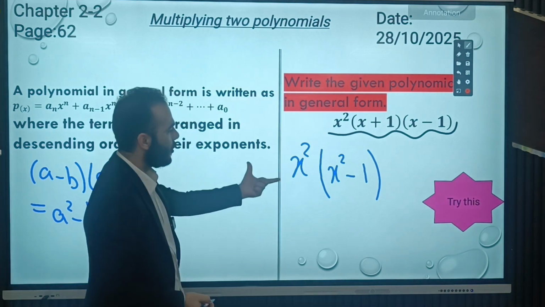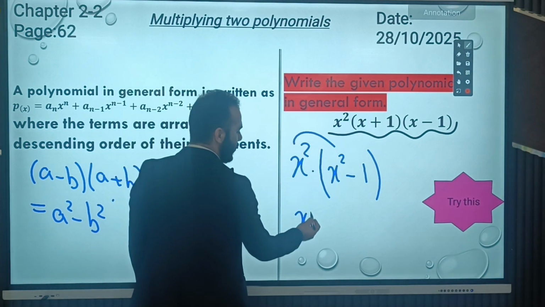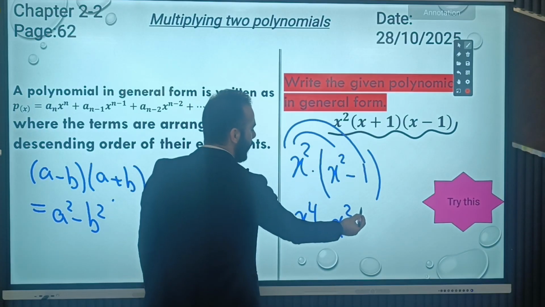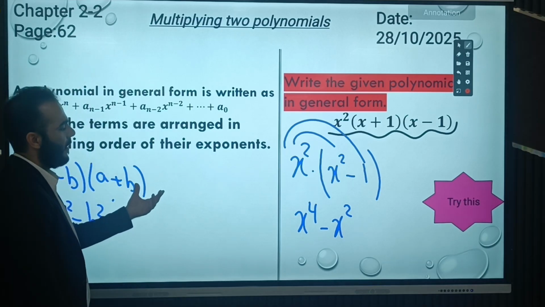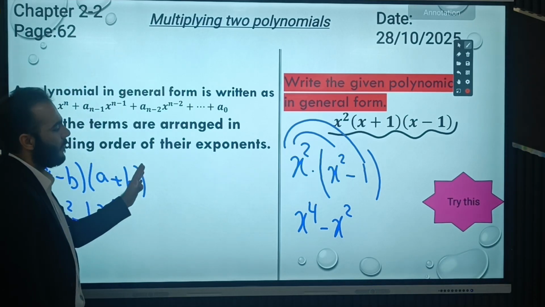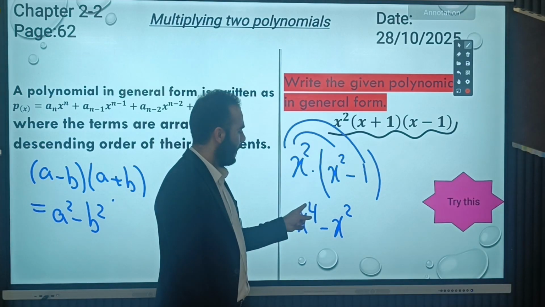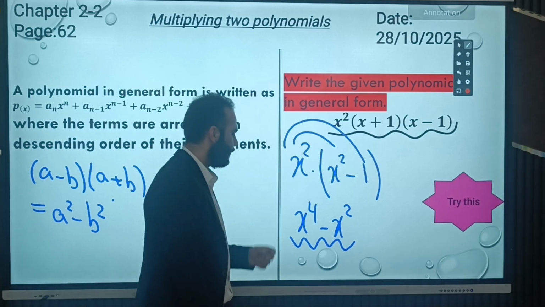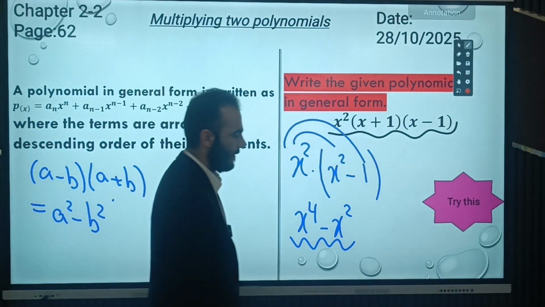So right now, this is a simple multiplication. x squared times x squared is going to give us x to the 4. x squared times 1 minus x squared, that's it. So it's already written in general form with descending exponents. 4 is definitely bigger than 2, so it's already in general form. x to the 4 minus x squared is the result of that multiplication. Perfect.